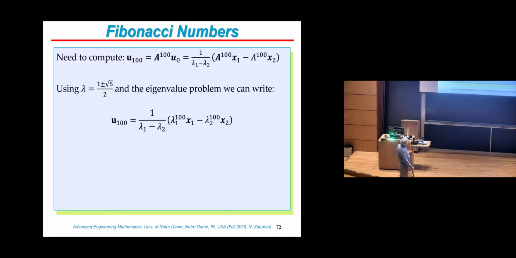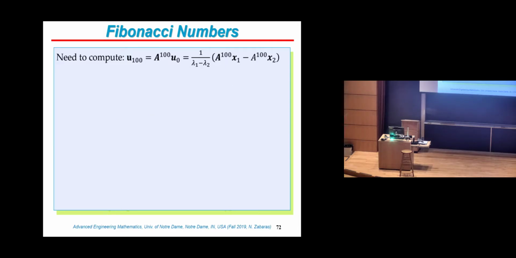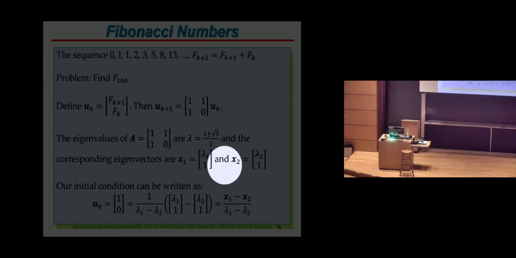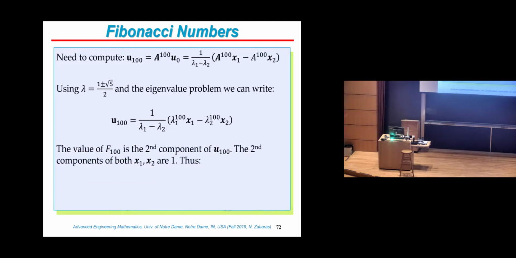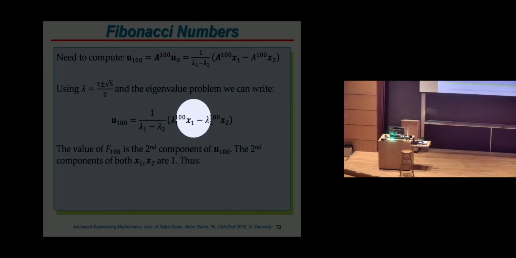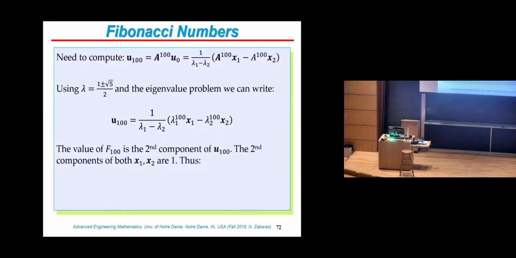Can you tell me what the Fibonacci number 100 is? That's u100. What's the definition of u? What was the first component of uk? fk plus 1, and the second was fk. So if I want to compute the 100th Fibonacci number, I need the second component of this vector. I remind you that both eigenvectors have second component equal to 1. That's nice, because if I take the second components, the Fibonacci number 100 is really lambda 1 to the power 100 minus lambda 2 to the power 100, divided by lambda 1 minus lambda 2. And how big is the number lambda 2 to the 100?